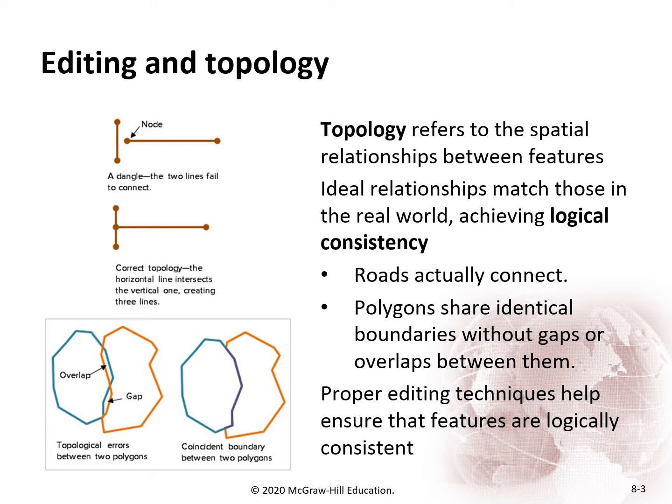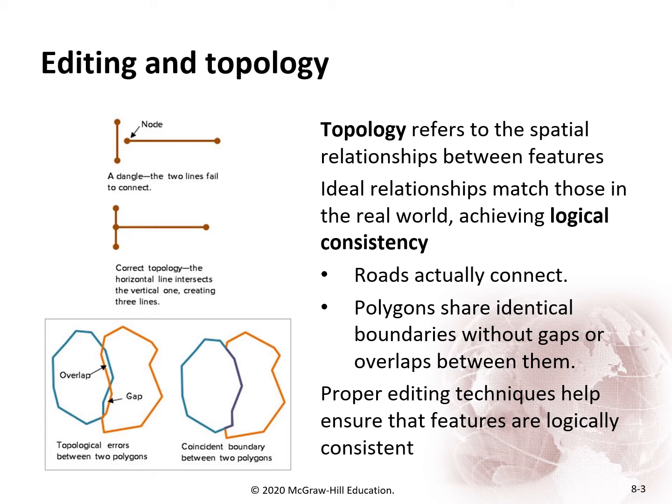Almost all editing, if you think about it, eventually revolves around the idea of topology. Topology refers to the spatial relationship between features. Ideal relationships match those in the real world. When we do that, it's called achieving logical consistency. Logical consistency simply means that things in the GIS behave and interact the same way they do in the real world. Okay? If it's an overpass, it's an overpass. If it's an intersection, it's an intersection. If it's an underpass, it's an underpass. It's not simply two lines crossing and not knowing whether it's an intersection, overpass, or underpass.